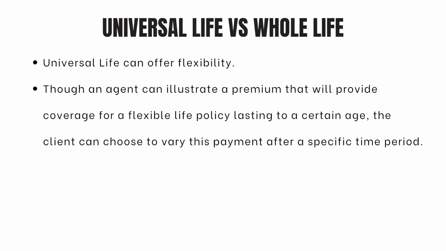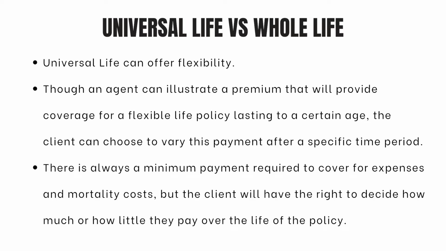Though an agent can illustrate a premium that will provide coverage for a flexible life policy lasting to a certain age, the client can choose to vary this payment after a specific time period. There's always a minimum payment required to cover for the expenses and mortality cost, but the client will have the right to decide how much or how little they pay over the life of the policy. Of course, paying only the minimal amount would make the policy perform like a term policy product, and premium can increase over the long run. Or in the worst case scenario, the policy can be terminated for insufficient payments.